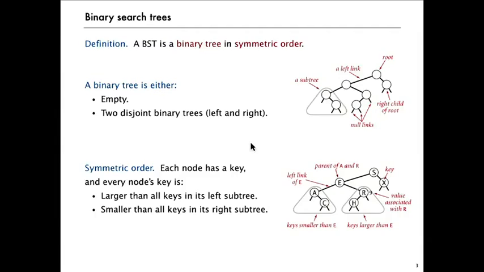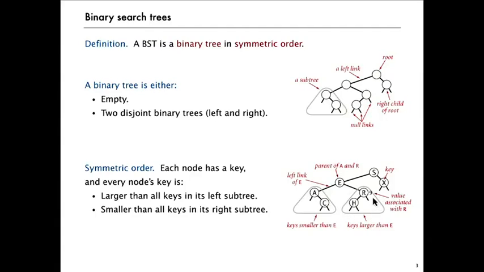So this is a different ordering than we had for heaps. In a heap, every node was larger than both its children. In this one, the value of every node is between the values of the nodes in its two subtrees. So the nodes to the left of E are smaller, and the nodes to the right of E are larger.